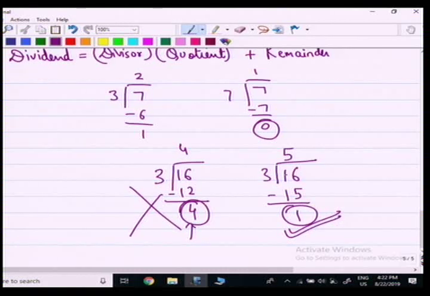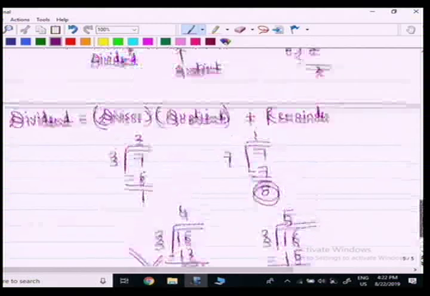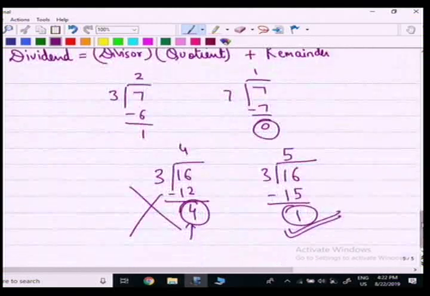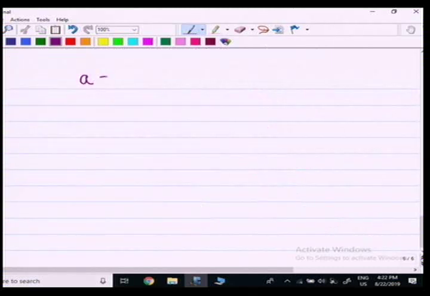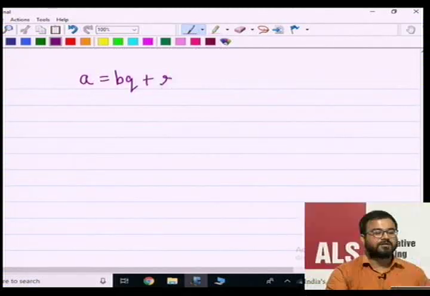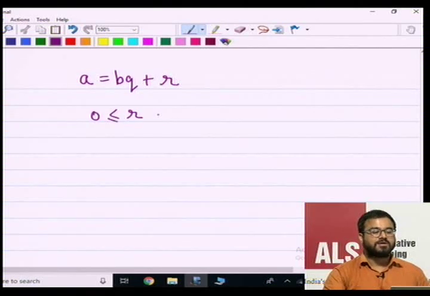Remainder is not greater than the divisor. Remainder should be less than the divisor. So the condition on the remainder: it can be 0, it can be greater than 0, but it always has to be less than the divisor. So you can add one more point over here. If A is equal to BQ plus R, the condition on R is that R has to be greater than or equal to 0, but it is always less than the divisor. This is the condition on the remainder.